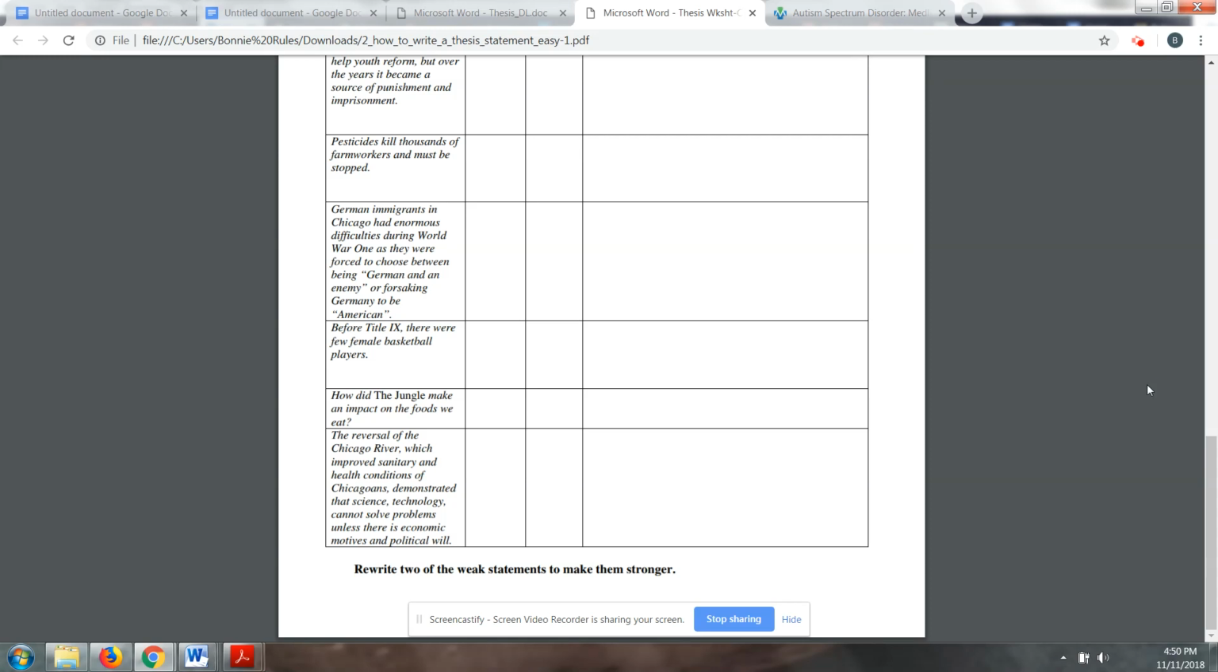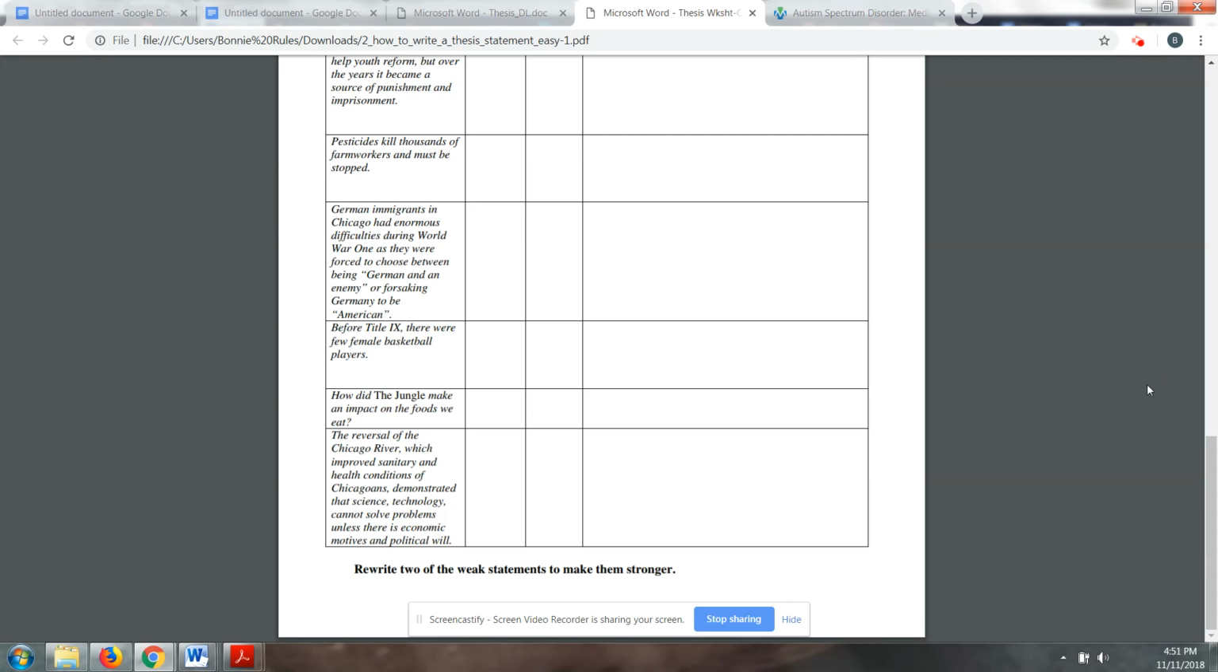It's similar with the following one. How did The Jungle make an impact on the foods we eat? The Jungle was a novel written by Sinclair. It's basically a discussion, kind of almost an exposé on what the meat and food packaging industry was like. It was pretty horrific. A lot of people argue that after the publication of The Jungle, many changes were made because of that specifically. But keep in mind, a thesis statement, again, is meant to be a statement, not a question. So the thesis would be your argument. Not only did The Jungle actually make an impact, but how?